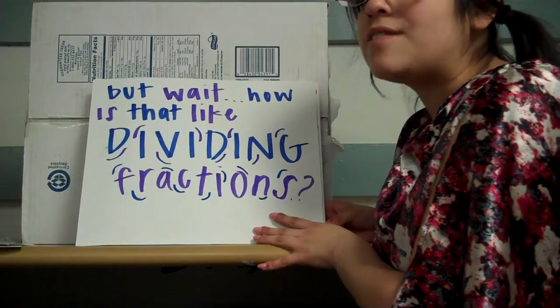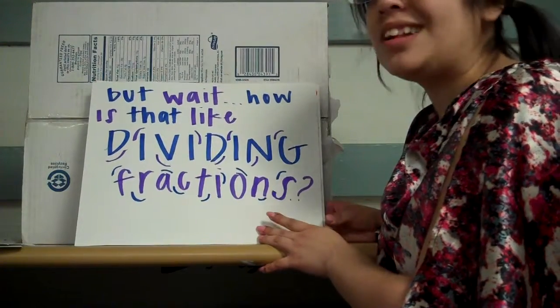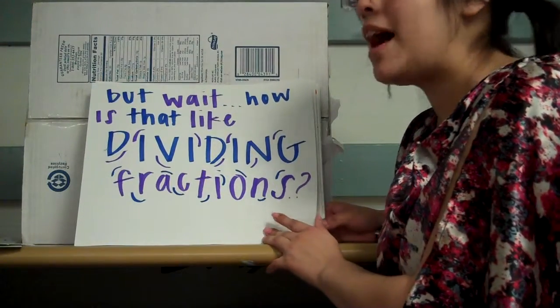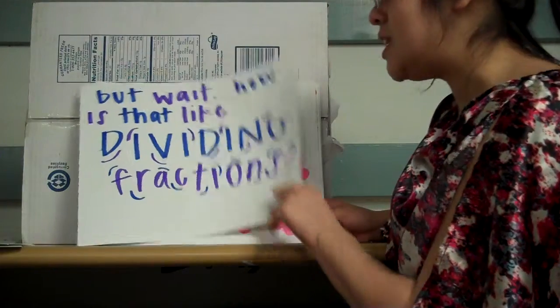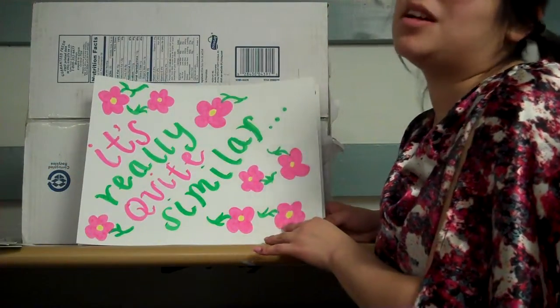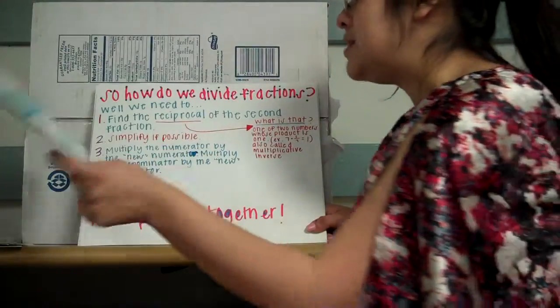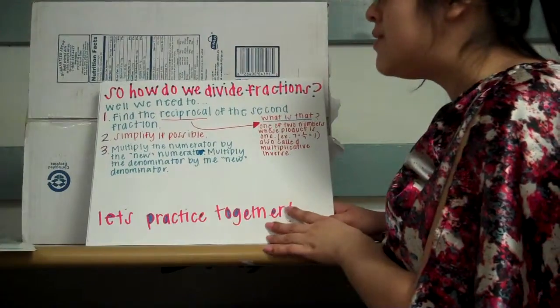I thought we were dividing fractions in this video, which is very true, although it's kind of weird that I focus so much on multiplying when our main focus is division. Well, as you're going to see, it's really quite similar. So similar, you're just adding in an extra step, basically. So, how do we divide fractions?